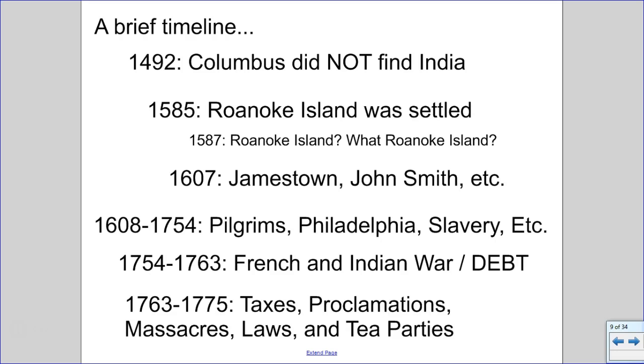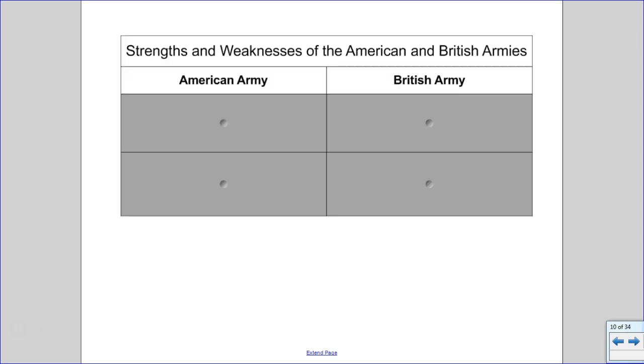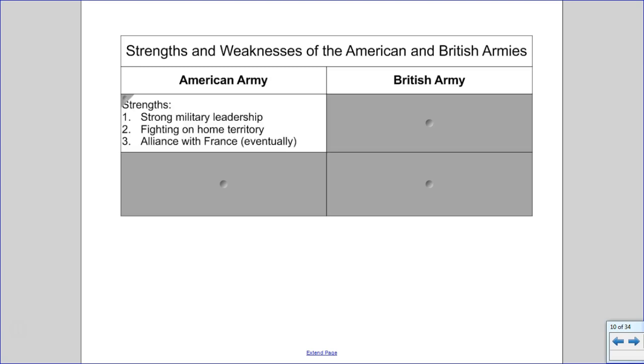So that kind of brings us up to where we are now. So we're going to start taking a look at the actual war itself. We need to take a look at the American Army versus the British Army and the strengths and weaknesses. Go ahead and fill out your chart as we go along. The strengths of the American Army first. The American Army had very strong military leadership, starting at the top with George Washington.